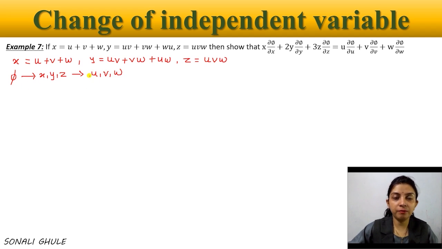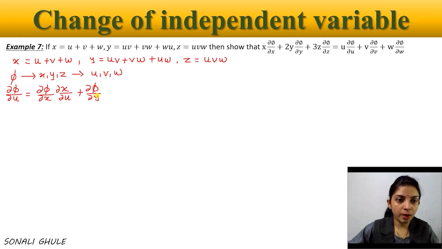Now I have to find phi with respect to u. So what should be the chain rule? Yes, it is phi with respect to x, then x with respect to u, plus phi with respect to y, y with respect to u, plus phi with respect to z, z with respect to u. Now see here, all of you understood how we are going to solve the example. So I'm now directly going to put the values here. Okay, so hope you understand.